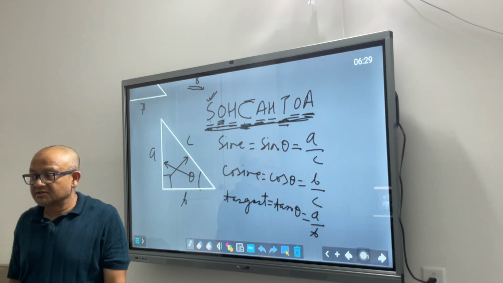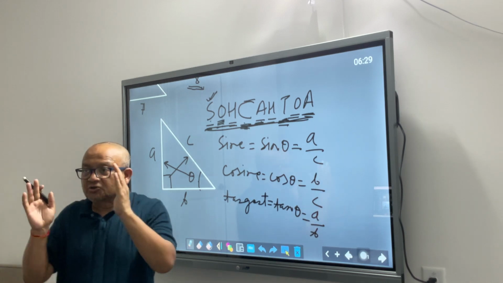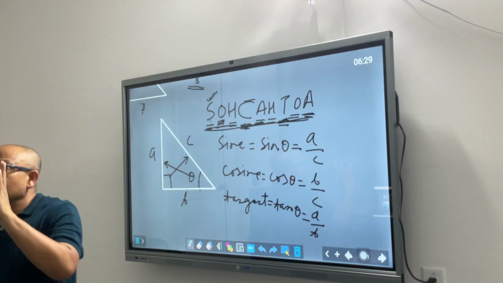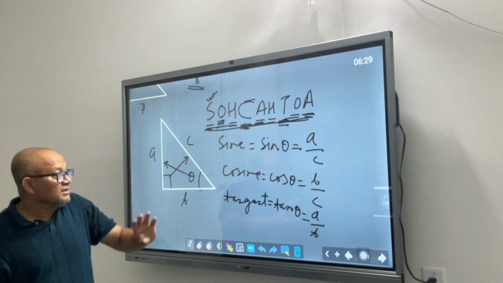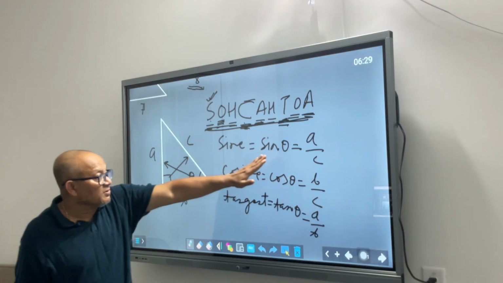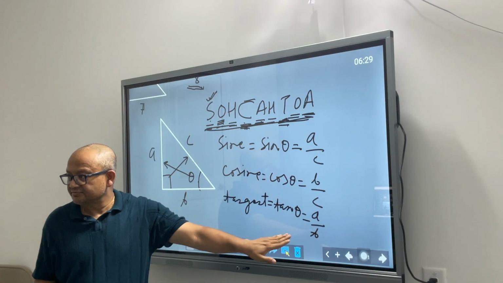Does it make sense? SOHCAHTOA, sine, cosine and tangent, which is nothing but the trig ratios. And trig ratios are nothing but the relationship between the angle and the sides. Okay?